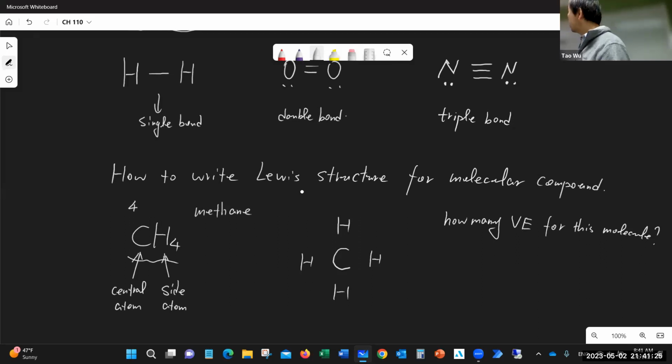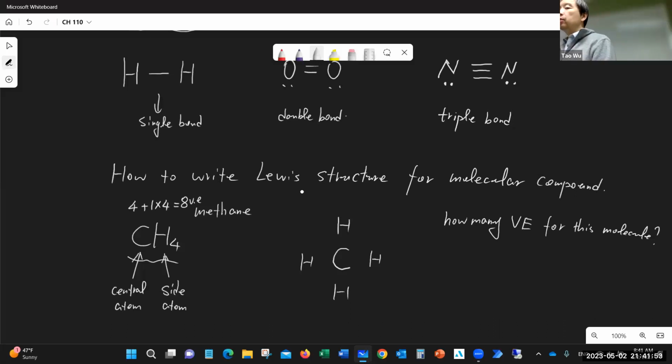Hydrogen is in group 1A, so hydrogen has 1 valence electron. But how many hydrogens? I have 4 hydrogens, so you multiply by 4. Totally it's 4 plus 4 times 1. Then in total we have 8 valence electrons for methane.